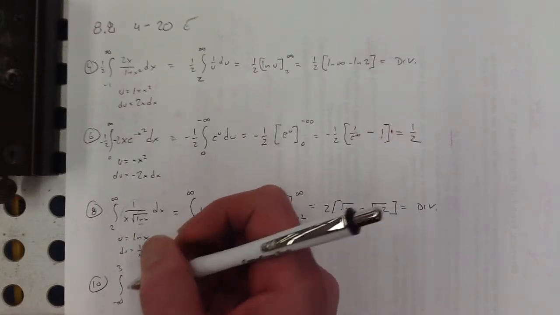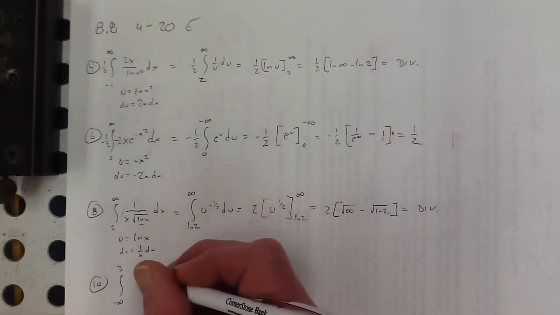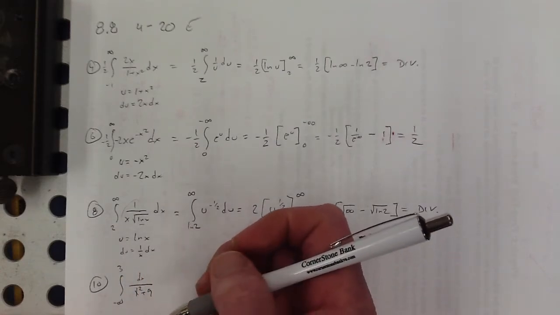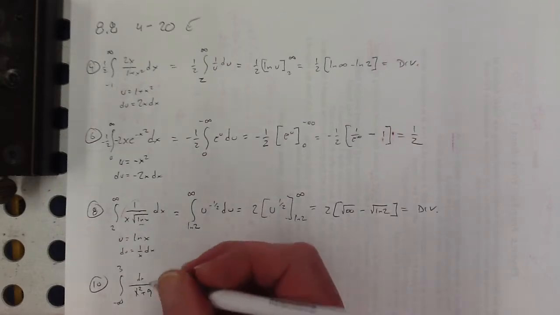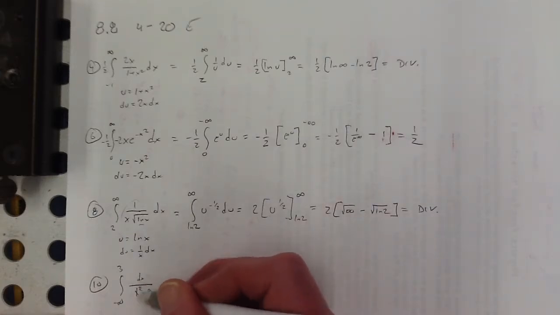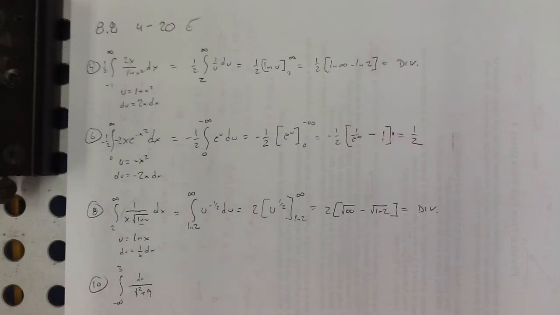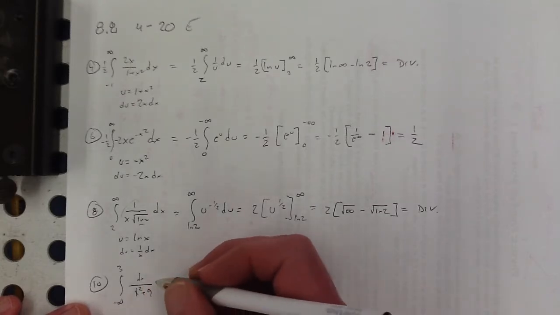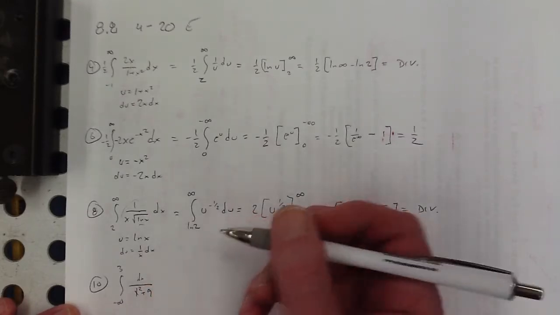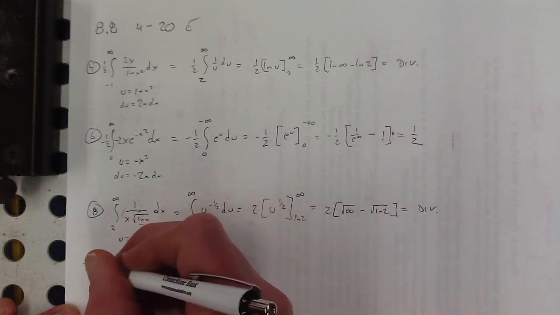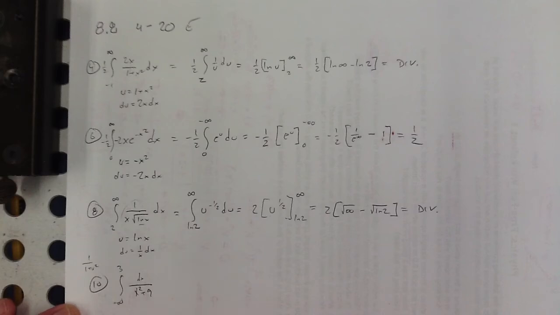Negative infinity to 3 of dx over x squared plus 9. Well, what do we do here? Since there's nothing on the top, it's not a u substitution with x squared or x squared plus 9, because that's not going to help. I don't have my x on the top. This looks like it wants to be tangent inverse. So my goal would be to turn this into 1 over 1 plus u squared. That's what I would like it to look like.